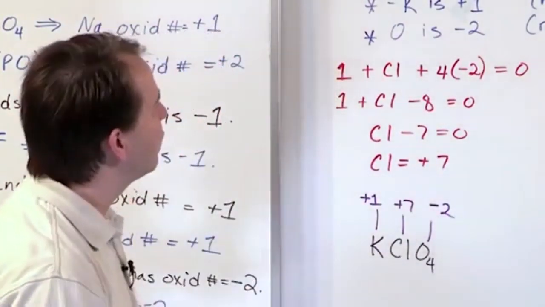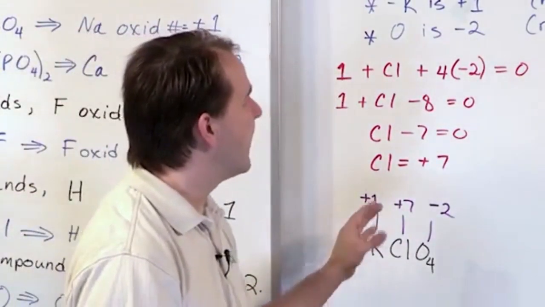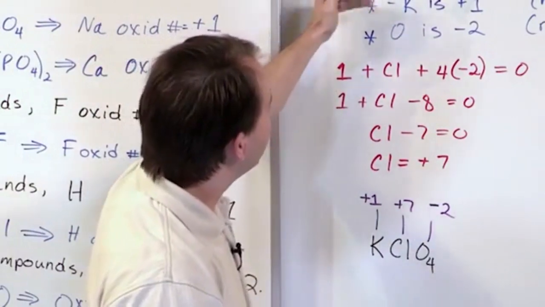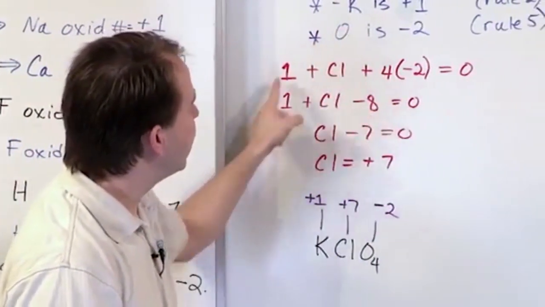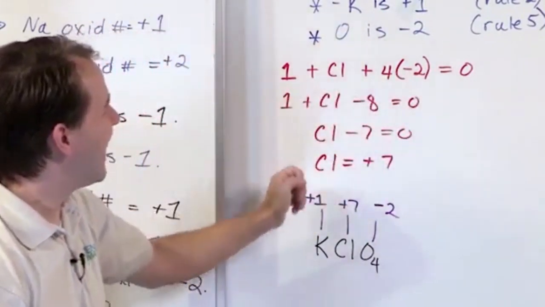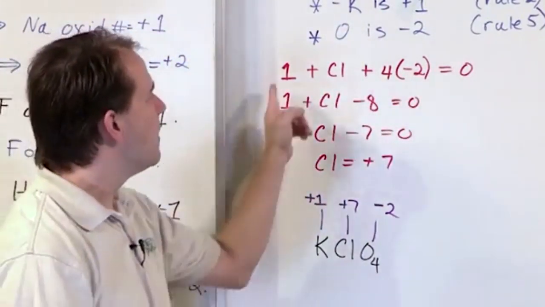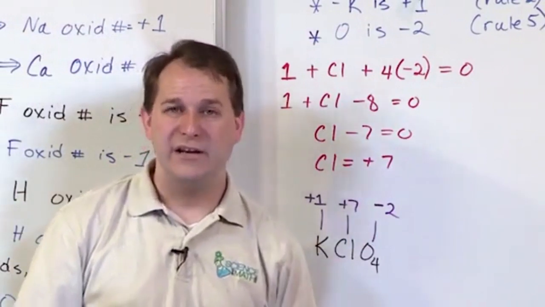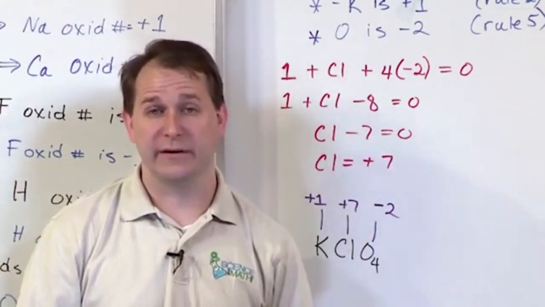All right, so let me erase this. We'll do some more problems and give you some practice with that. But what you need to do is go and write down your rules. You're going to need to do this almost every time. So basically, you're going to be calculating the value of the last element's oxidation number by summing them up like this. So get used to dealing with that, because that's how we're going to do most of these problems.